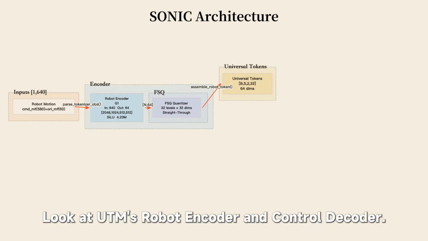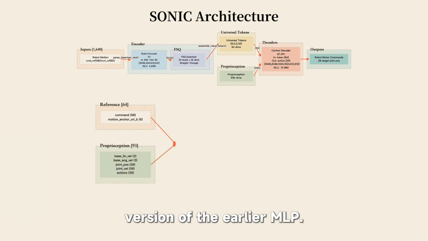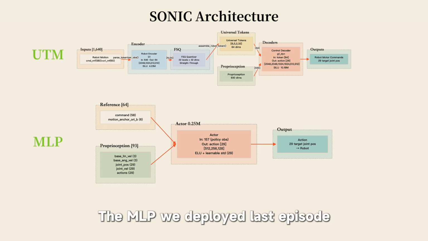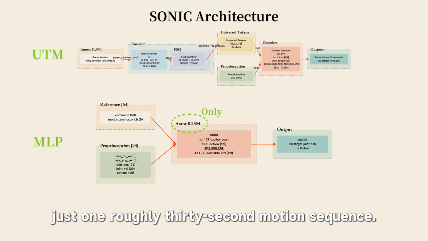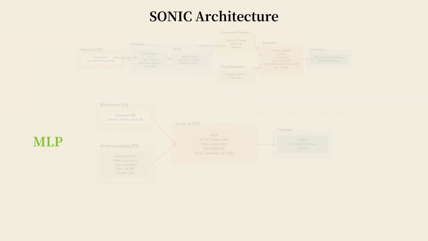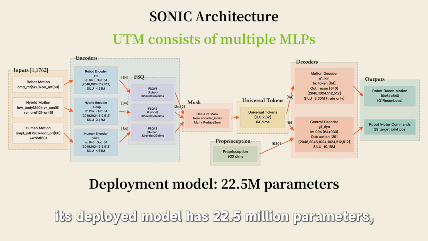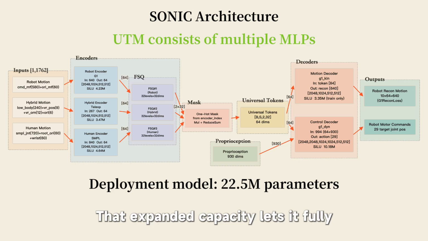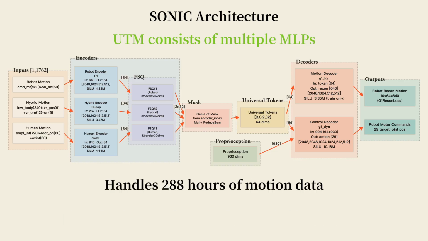Look at UTM's robot encoder and control decoder. Together, they are essentially an expanded version of the earlier MLP. First, compare parameter scale. The MLP we deployed last episode had only about 250,000 parameters and could master just one roughly 30-second motion sequence. A different motion required retraining. Although UTM also consists of multiple MLPs, its deployed model has 22.5 million parameters, 90 times the previous count. That expanded capacity lets it fully absorb the massive 288-hour motion dataset.